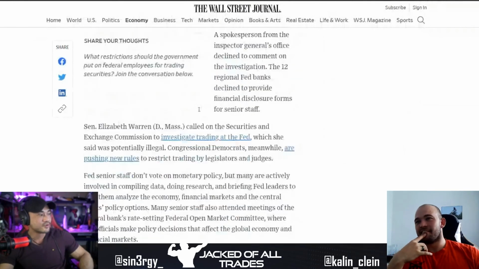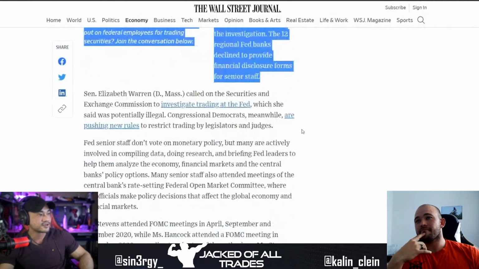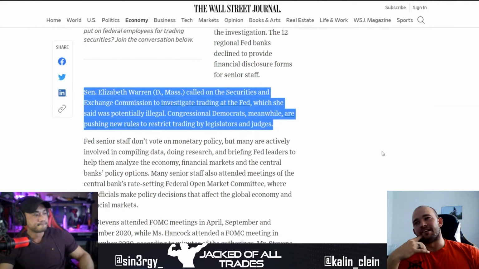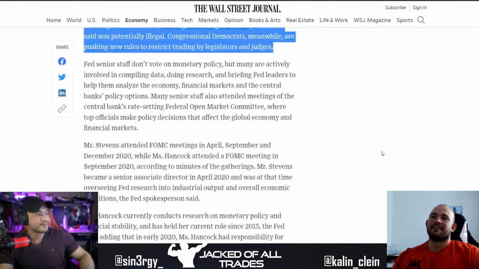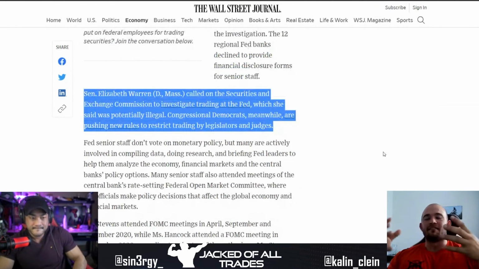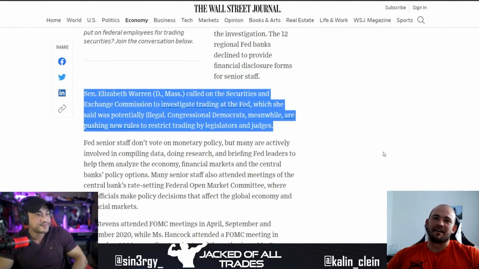So Senator Warren was trying to call for an investigation of the Fed. Yeah. Potentially legal. Congressional Democrats, meanwhile, are pushing new rules to restrict trading by legislators and judges. It's been happening forever though, man. It's just the way the world works, right? It's been happening for hundreds of years in all different variations and all different types of societies. You have the big businesses, the big money, the politicians. They work together. Anybody that doesn't see it, you just follow the money, and you know what's going on.